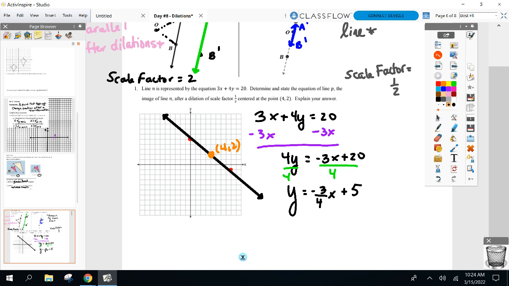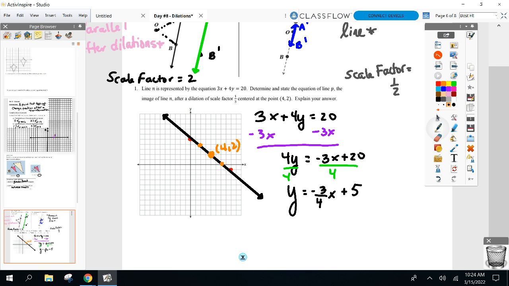Is this line going to move anywhere? If I'm dilating around a point that's already on the line, is this line going to move? Nope. Look, you can try it out. This point's going to get closer. Great, it's still on the line. This point's going to get closer. Great, it's still on the line. Does everyone see how when your center is on the line, it does not move anywhere?